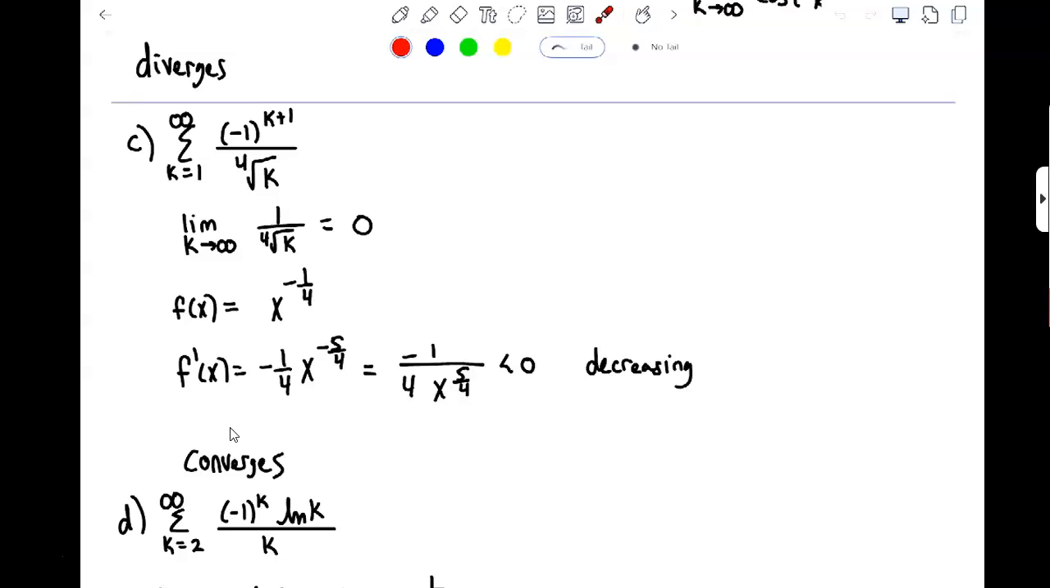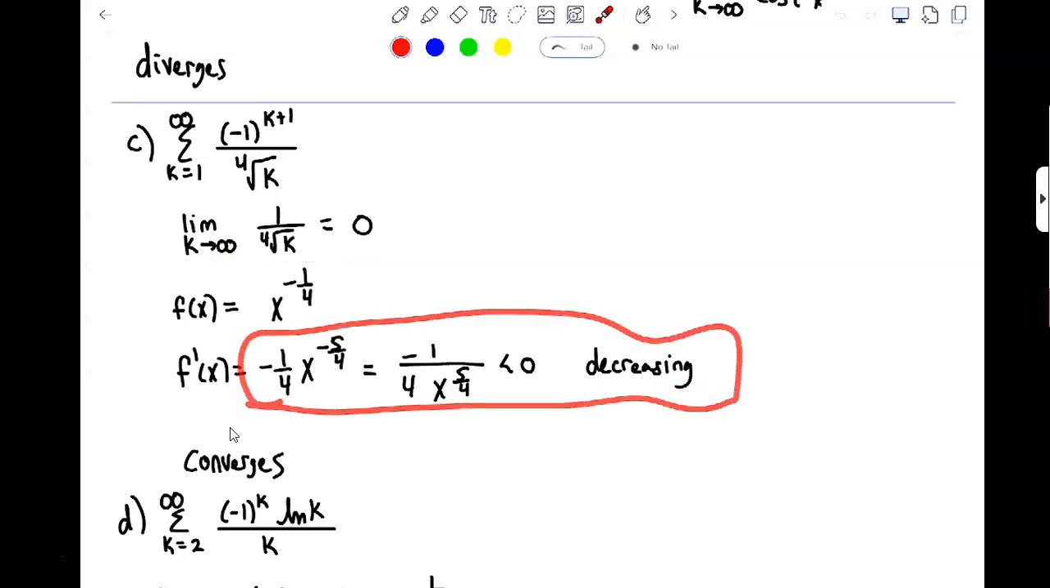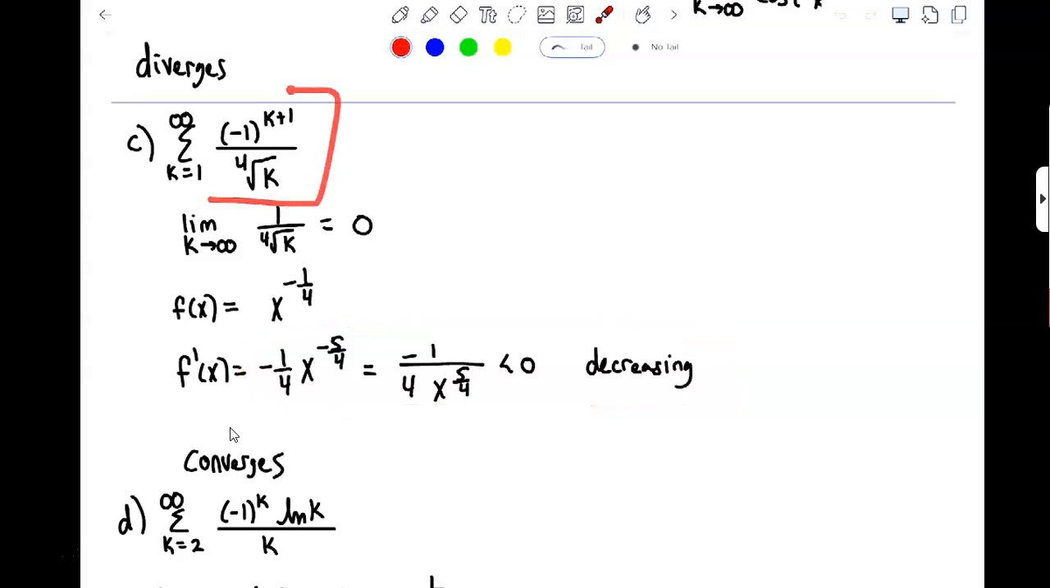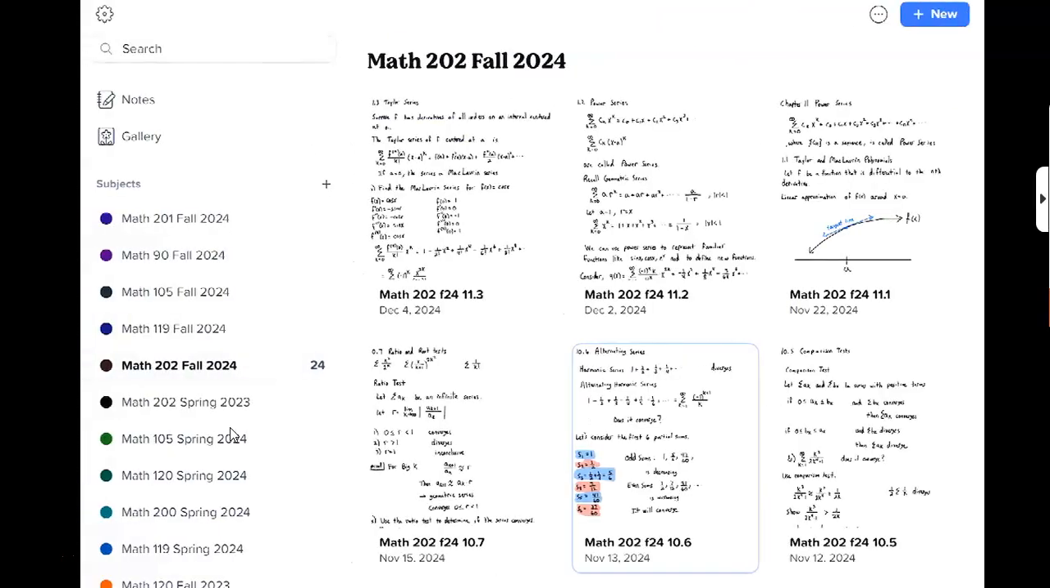Okay, so the limit went to 0, it's decreasing. And again, I actually showed it here, but for this decreasing thing, you can just look at it and say, hey, if I just take that 1 over the 4th root of k, and k is getting bigger, of course this is going to be smaller every time. So we don't have to formally prove the decreasing part. If we can just observe that, and then we know that the limit definitely goes to 0. So that's an alternating series.